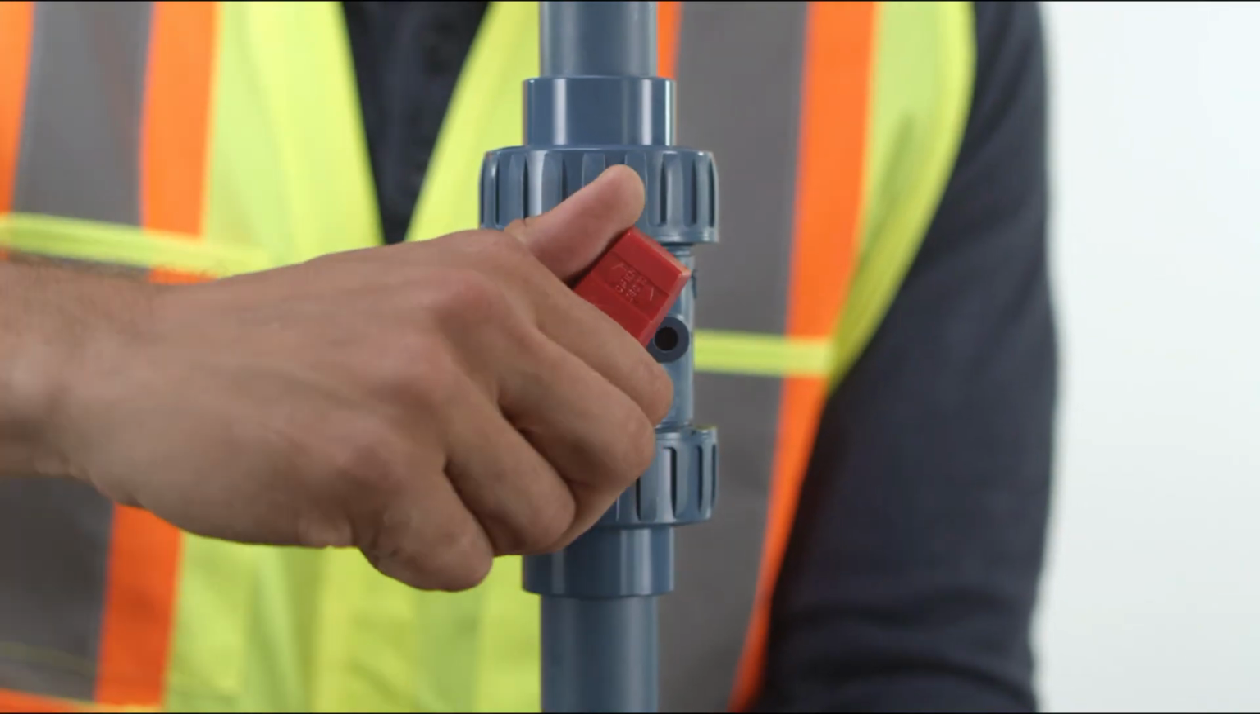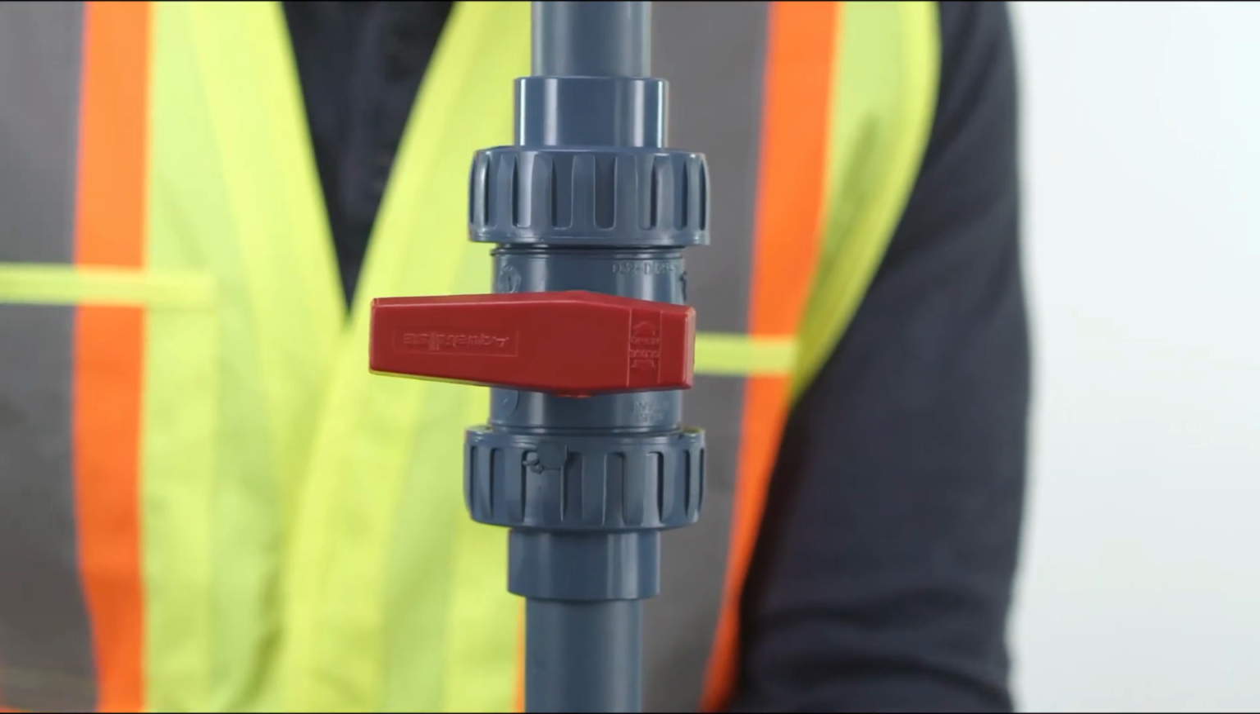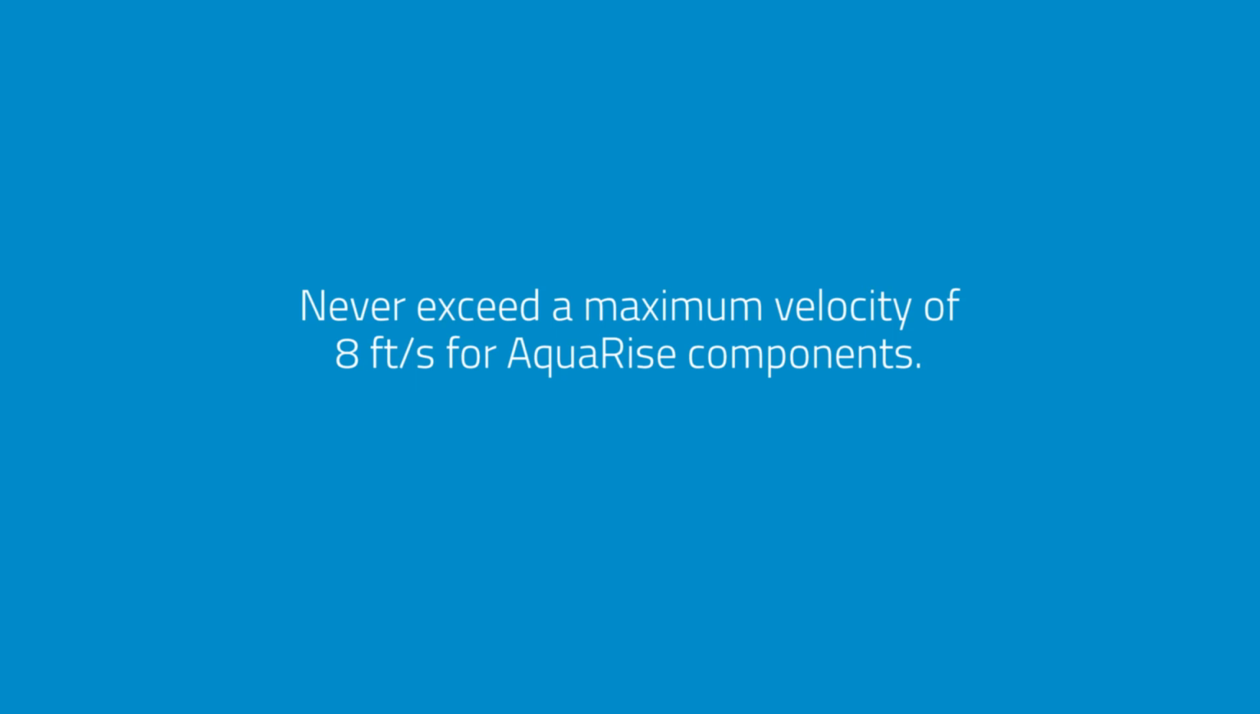The system must be designed and installed utilizing good engineering practices. To minimize water hammer and prevent damage to the system, use slow closing valves and water hammer arresters, regardless of the velocities. Never exceed a maximum velocity of 8 feet per second for AquaRise components.